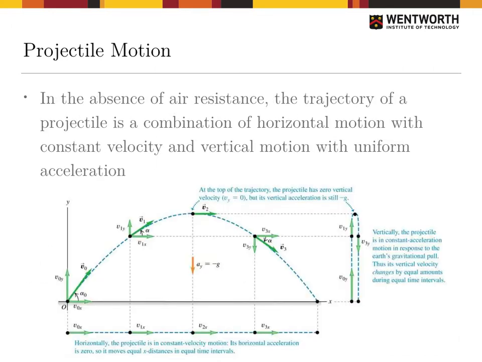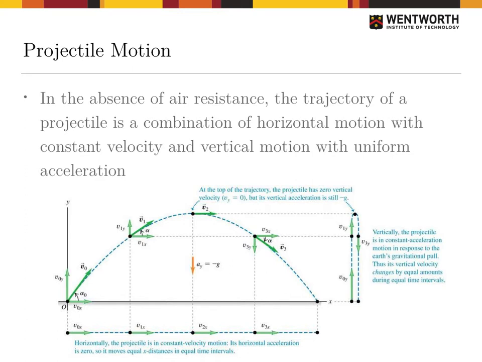Projectile motion is really an example of 2 types of motion occurring simultaneously. In the horizontal direction, the projectile is moving at a constant speed, since the acceleration is equal to 0. However, in the y direction, the acceleration is minus 9.8 meters per second squared. So it is undergoing uniform acceleration in the vertical direction.